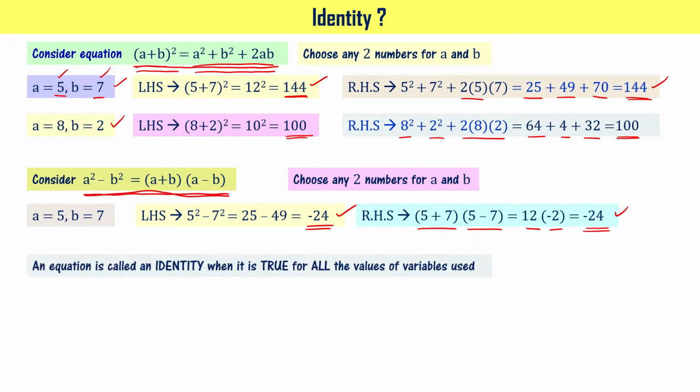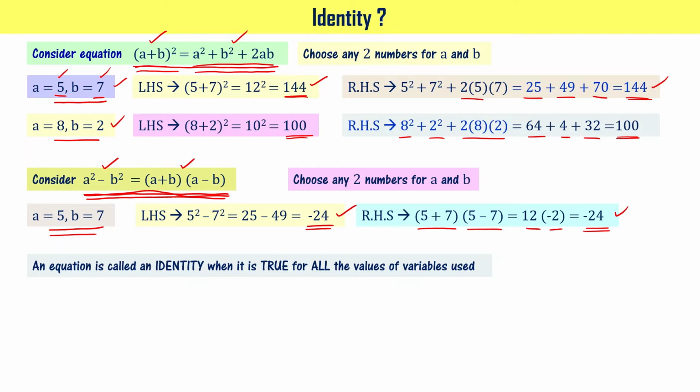Now please note this: an equation is called an identity when it is true for all the values of variables used. Here in the case of the first one, we have used 5 and 7, 8 and 2. Of course we have chosen only two sets, but any combination you can try. The equation is going to hold true, meaning the value of LHS is going to be equal to the value of RHS for any values of a and b you choose. Same is true with this. Any values of a and b you choose, this equation is going to be true because the value of LHS is going to be equal to the value of RHS, right?